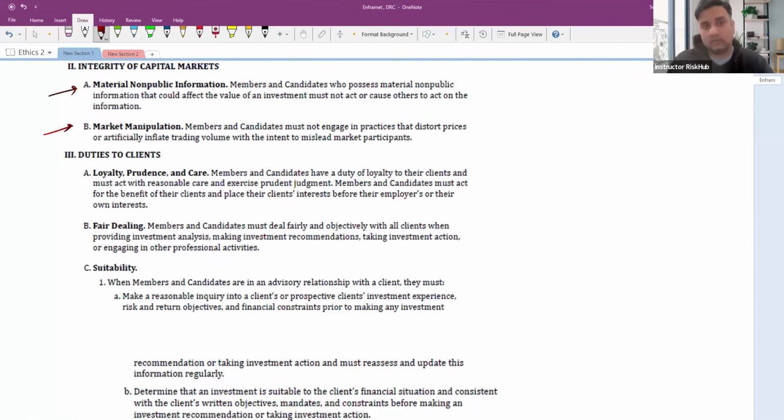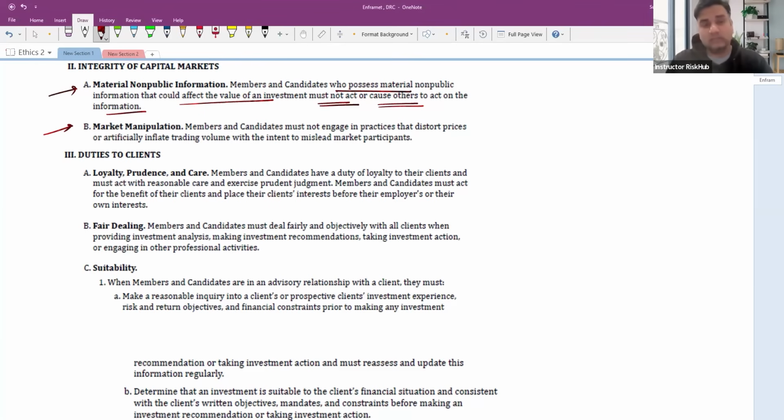There is the mosaic theory which will come ahead in the later readings, right? But right now, candidates and members who possess material non-public information that could affect the value of an investment must not act or cause others to act on the information. There is a little trick here, right? Mosaic theory, but we'll talk about it later. Do not trade, do not tip if it is material, right? If it is only non-public, it's okay. But if it is material and non-public, then it becomes a recipe for disaster, right? But we'll dig deeper here.